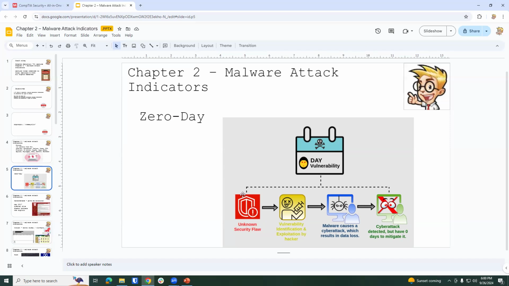Okay, so let's look down here. Like I said, it's unknown, so there's no way to prevent it. So there's a vulnerability, it gets exploited, the malware gets loaded, and we're going to talk about the different types of malware because 0-day isn't a type, like I said. And then, yeah, you have 0 days to mitigate it or to prevent it. There's no way to stop it. Okay, so that's a really hot topic to know.